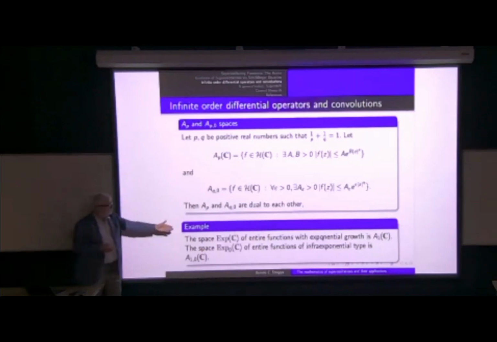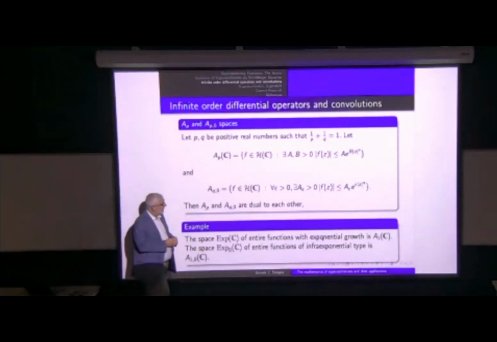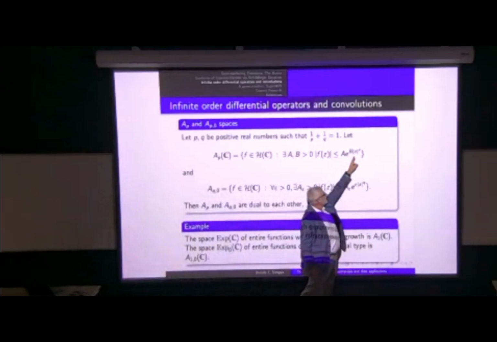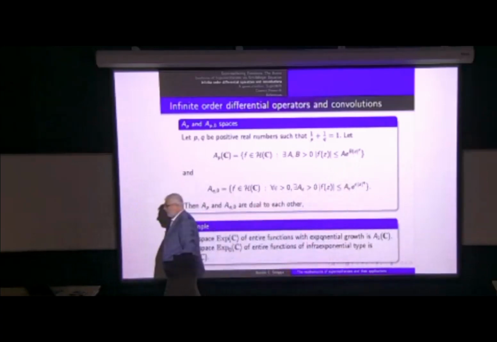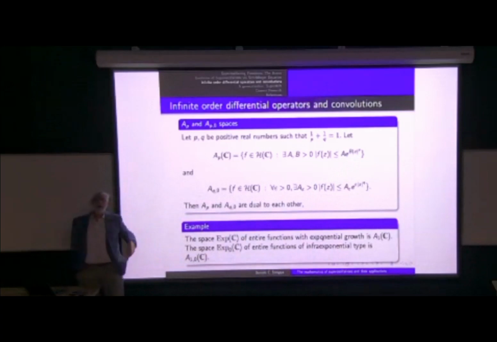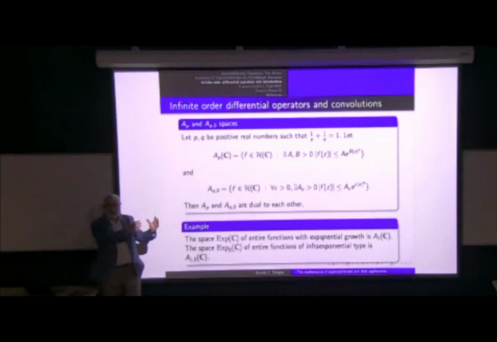Example, the function e to the c mod z, which is the entire function of exponential growth, is in A1. So when I put 1 here, I have a function of exponential growth. They're important because they represent the dual of the space of analytic functions. So if you have H of C, entire functions, and you look at an analytic functional, that's a continuous linear map from H of C into C. This object you can take the Fourier-Borel transform of, and through the Paley-Wiener theorem, it turns out to be topologically isomorphic.